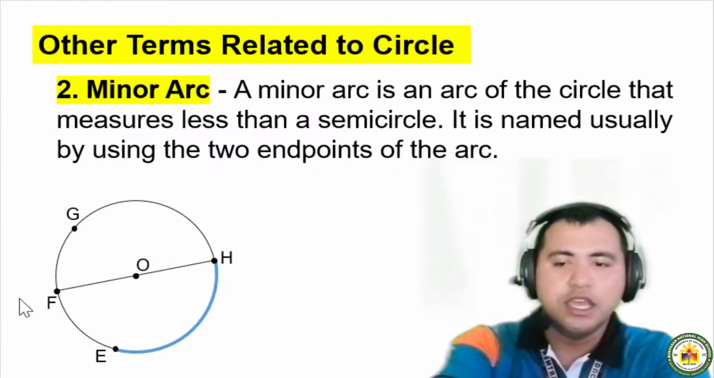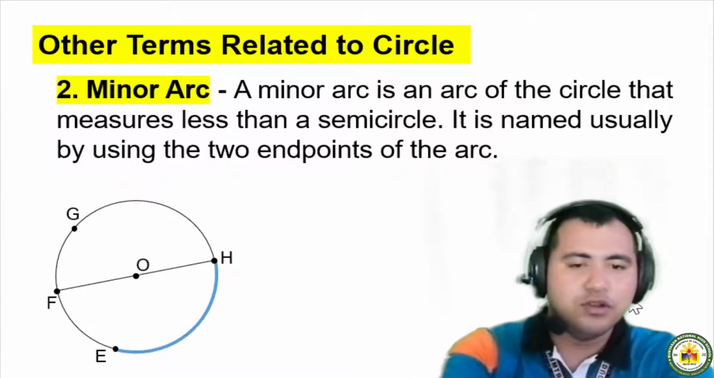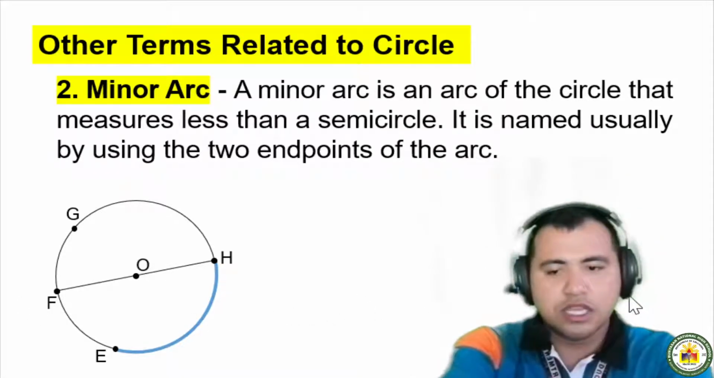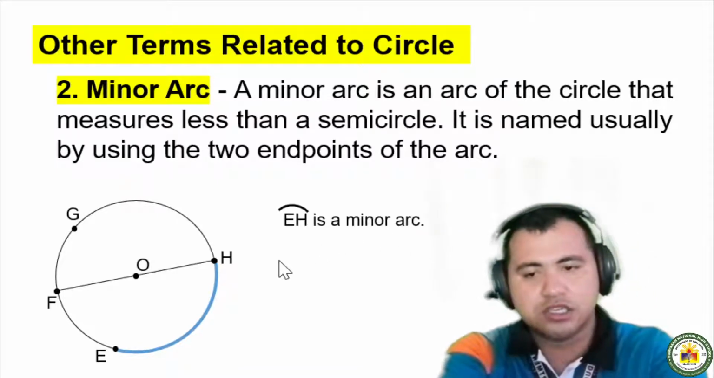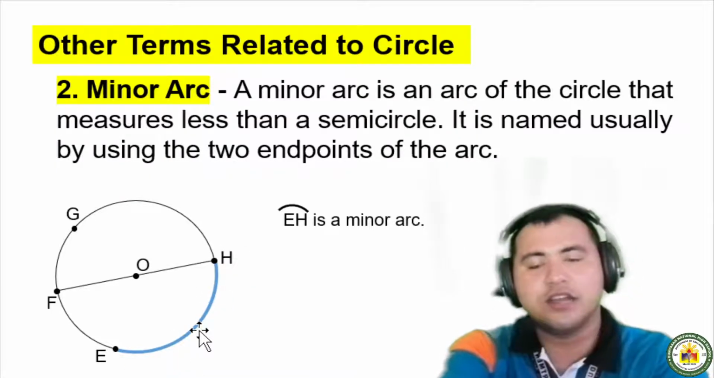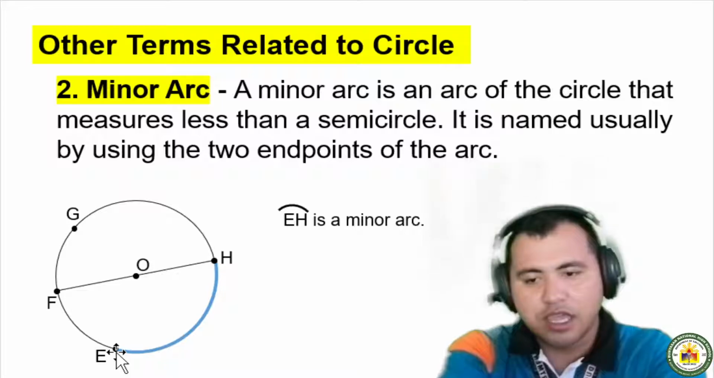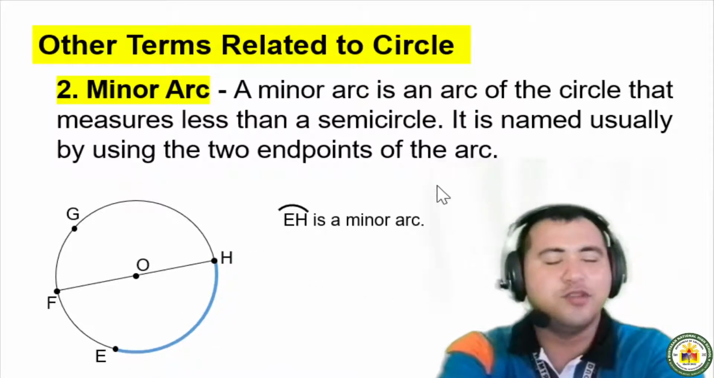Like for example, in that figure, the blue one is an arc. We have arc HE or arc EH. It can be HE or EH, you can reverse it. The endpoints go from E to H, or from H to E. So that is a minor arc.